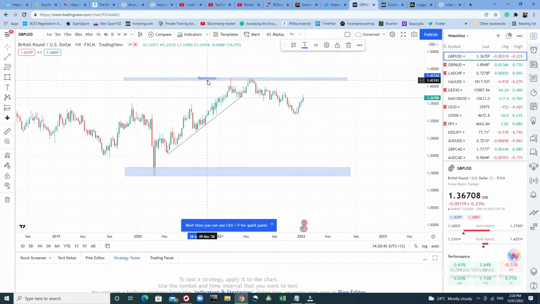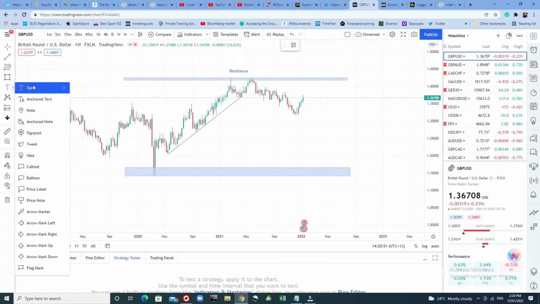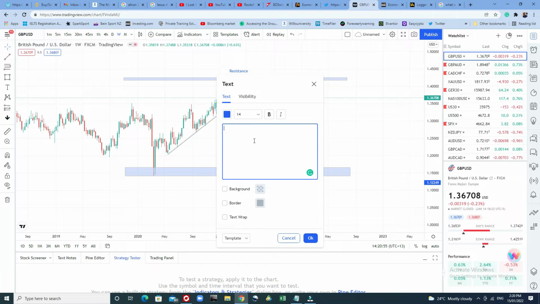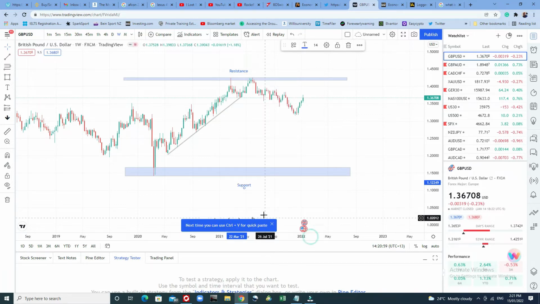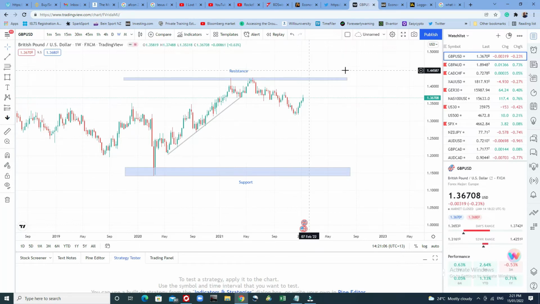That's our resistance. Then we have our support. Okay, so this is our support. Support is always under, and here is resistance.